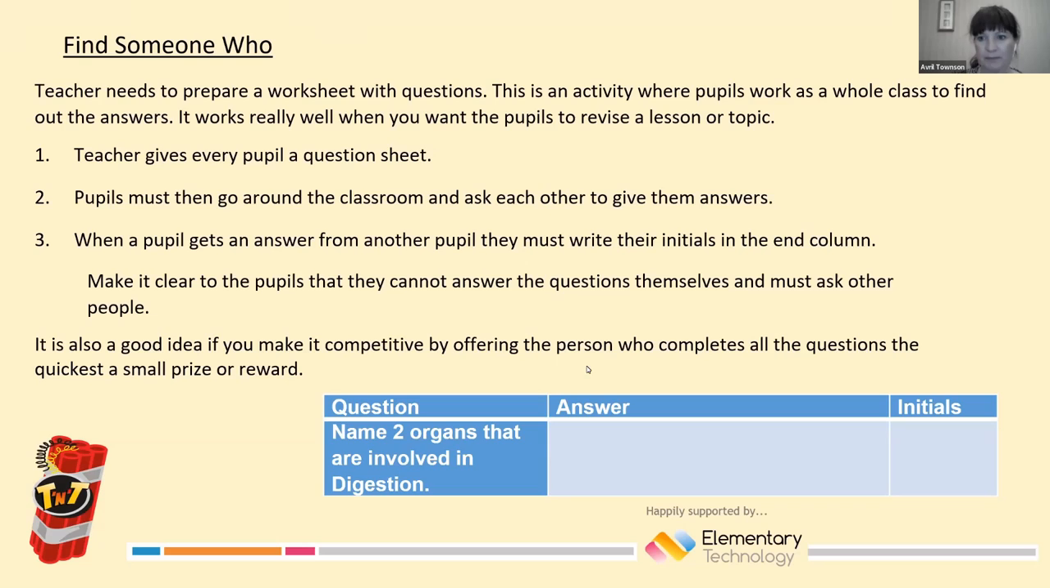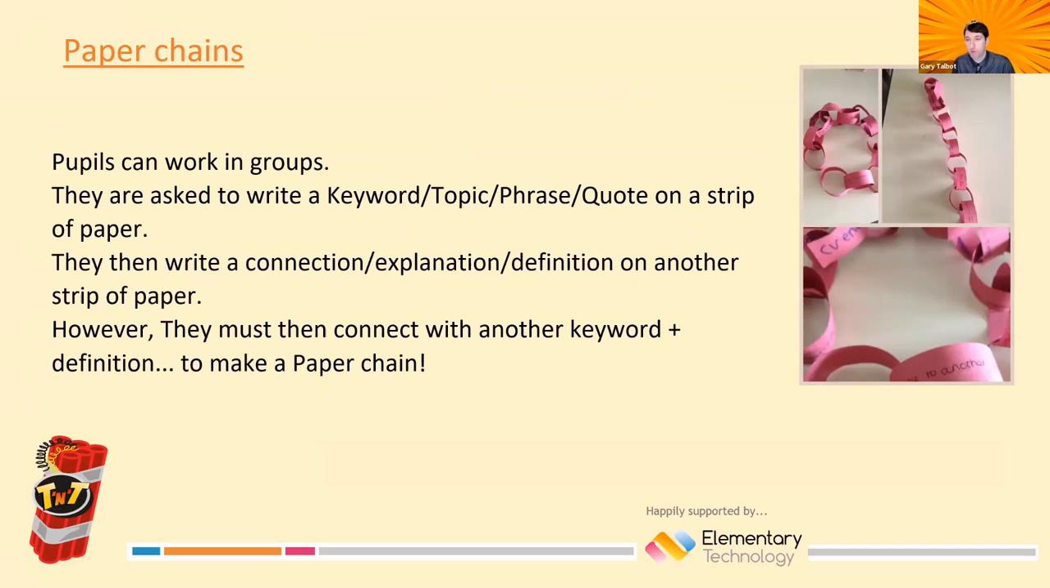Okay, another one is paper chains. So this is quite simple. You can just get little pieces of paper to cut out. Students would then write a keyword or a phrase or a quote on the paper, and then they would have to link those together and be able to explain why they've linked each of the keywords. So it's a little bit of a chain: who can make the longest paper chain, where all the different things link with each other.